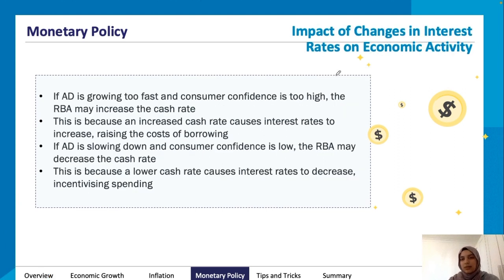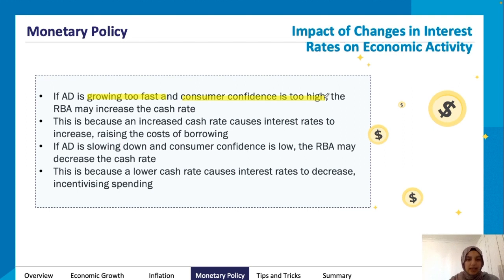Okay, so impact of changes in interest rates on the economic activity. So if the aggregate demand is growing too fast and consumer confidence is too high, the RBA may increase the rate because they want to try and control it, but they're increasing the cash rate. Again, it's the job of the banks, or the role of the banks, to see if they would like to pass it onto the interest rates, which they normally will because it's a cost for them rather than a benefit, which you see with lower rates. This is because an increased cash rate causes interest rates to increase, right? Because they're passing it on. And that raises the cost of borrowing for consumers. So that's actually going to de-incentivize or discourage spending in the economy.